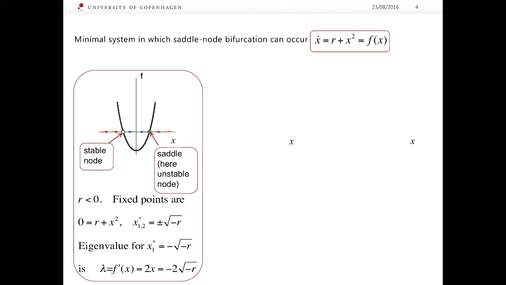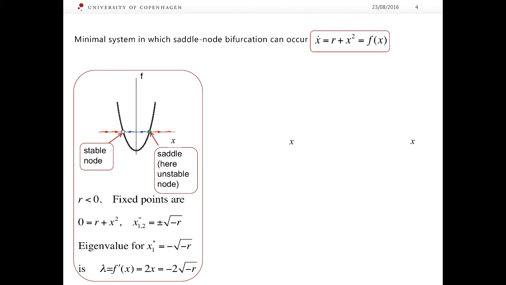We can find these fixed points by setting f of x to 0, and these fixed points appear to be equal to plus minus the square root of minus r. Since r is negative, minus r is positive, so the square root is real. If you remember, the eigenvalue for this fixed point will be the value of the derivative of the function f taken at the fixed point.